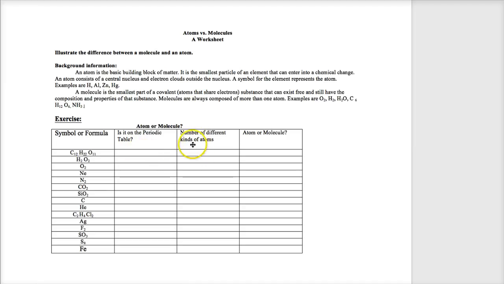Then it asks for the number of different kinds of atoms. So I see that I have carbon, hydrogen, and oxygen. That's a total of 3, so I'll put 3 here. Then I go back and look at my definition for atoms and molecules, and I have to determine if this is an atom or if it's a molecule. I know that molecules are 2 or more atoms, and here I have plenty. So that makes this particular formula a molecule. So you'll do that same thought process throughout the rest of this worksheet, and it will be graded.